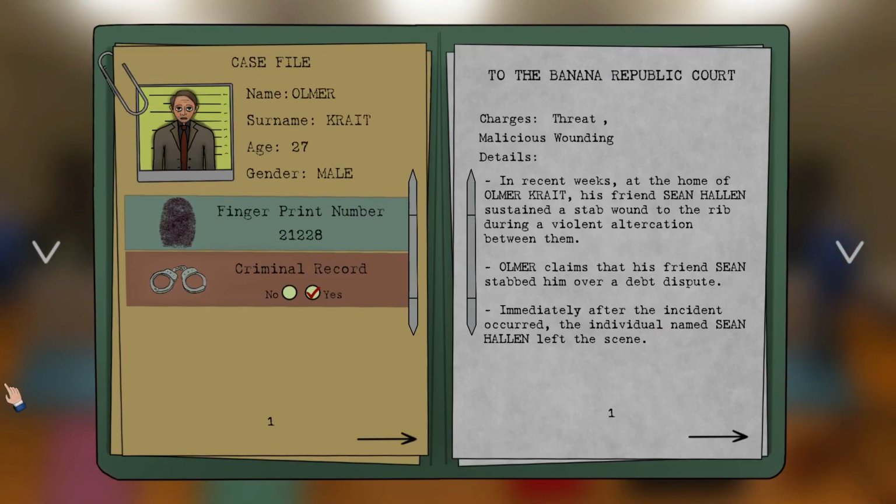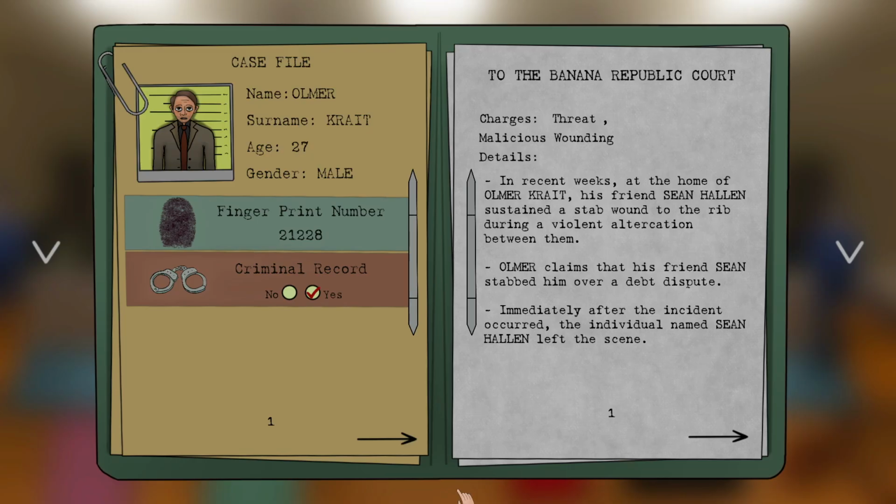Alright, case file. Omar. He has a criminal record, okay. And we got Sean Lynn. He doesn't have a criminal record, okay. Charges: threatening, miscellaneous, wandering, wounding, or whatever.